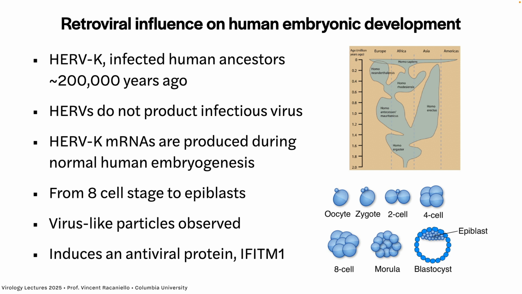We do not today make infectious virus. These endogenous retroviruses are in us. But mRNAs are made during embryogenesis, from the 8-cell stage to the epiblast. So 8-cell morula and epiblasts all make this HERV-K mRNA, and it induces an antiviral protein called IFITM1. So this is what I was mentioning before. This endogenous retroviral protein induces an antiviral protein, so maybe it's protecting these early embryos.